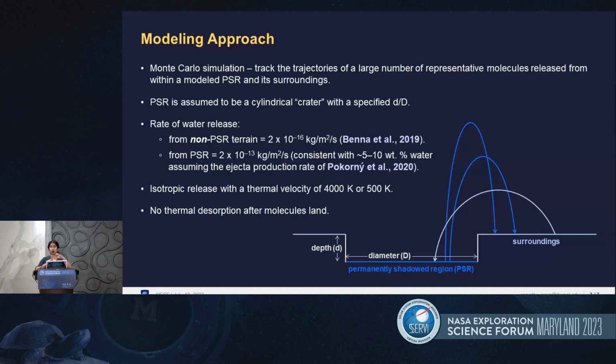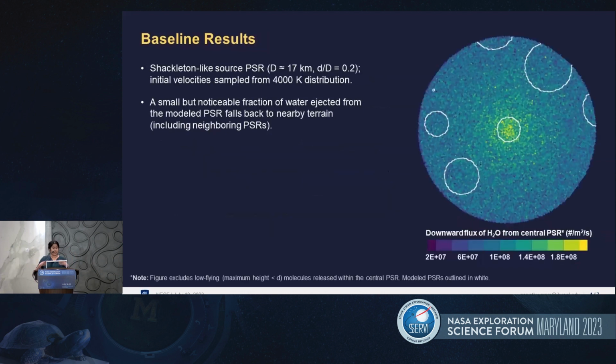So the water molecules are released uniformly in all directions with a velocity distribution that depends on a temperature that you can specify. And another important thing to note is that we really are only modeling that release and fallback. So for instance, we're not considering how those molecules might migrate after they land. And so if you put all of that together, you get a picture that looks something like this.